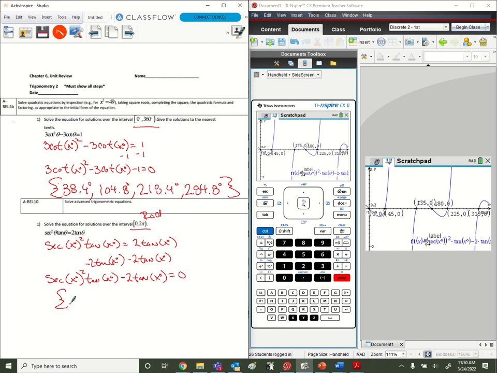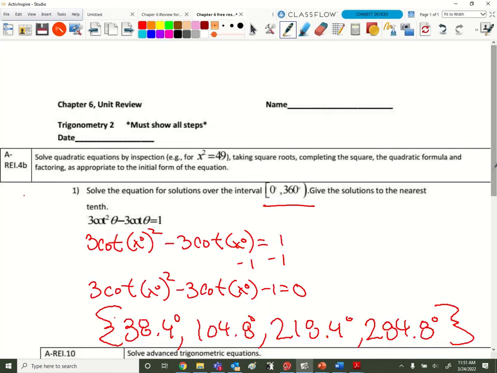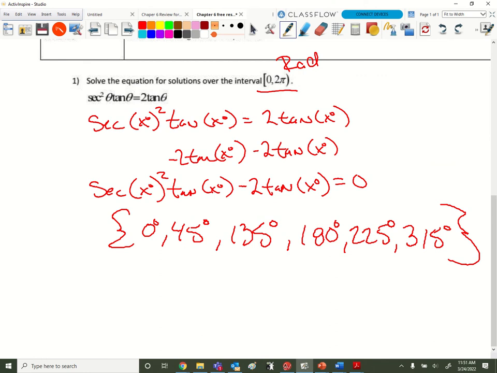So I'm going to do it in degrees first. 0 degrees, 45 degrees, 135 degrees, 180 degrees, 225 degrees, and 315 degrees. There we go. So I have all the answers written down. So I could either use my unit circle or just multiply by pi over 180. So let's go ahead and get these answers.